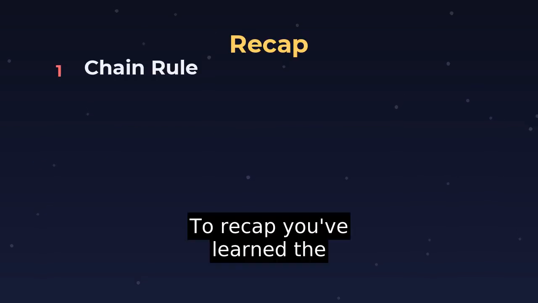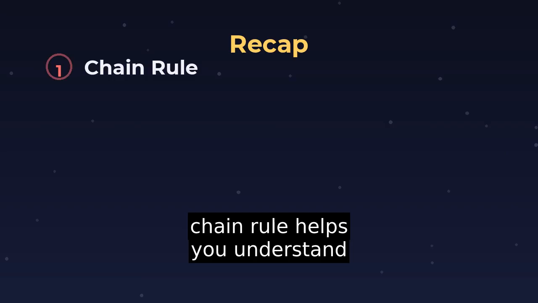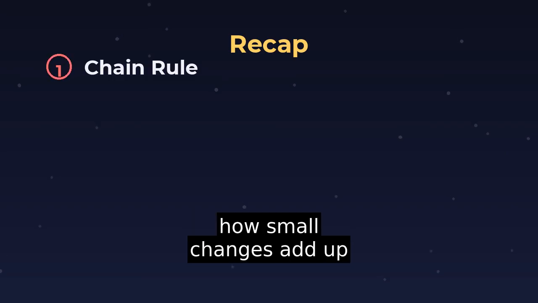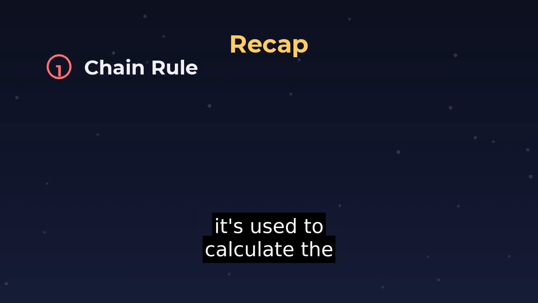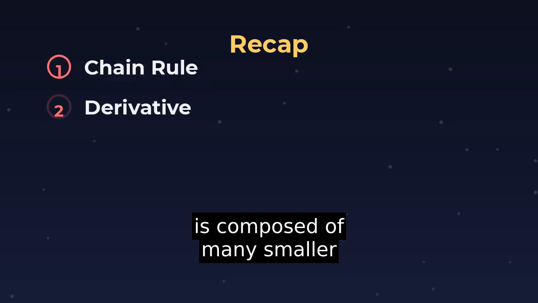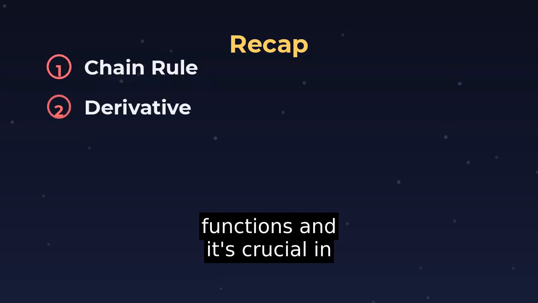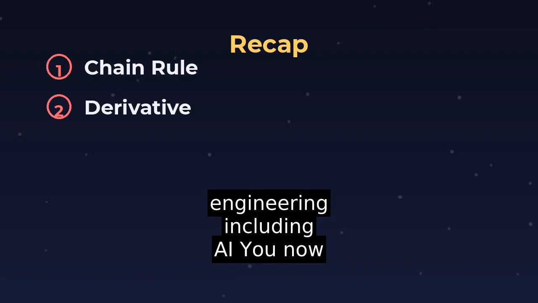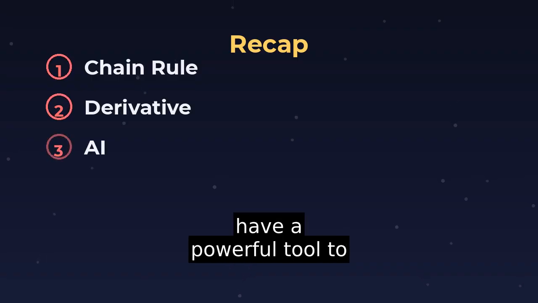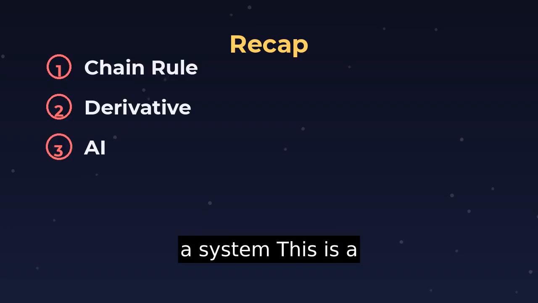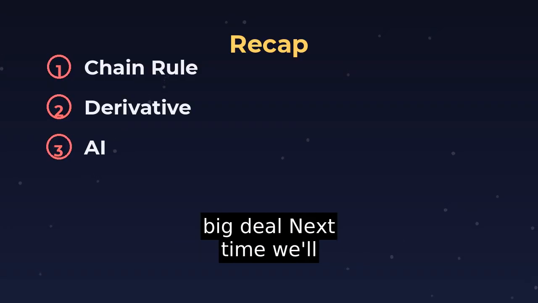predictions. To recap, you've learned: the chain rule helps you understand how small changes add up. It's used to calculate the derivative of a function that is composed of many smaller functions, and it's crucial in many areas of science and engineering, including AI. You now have a powerful tool to predict how changes will affect a system. This is a big deal.